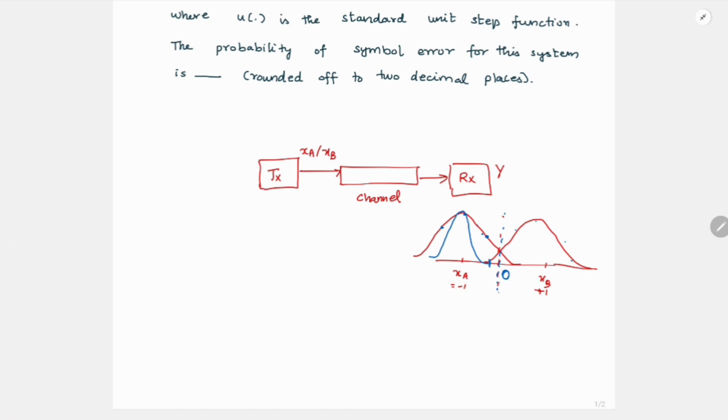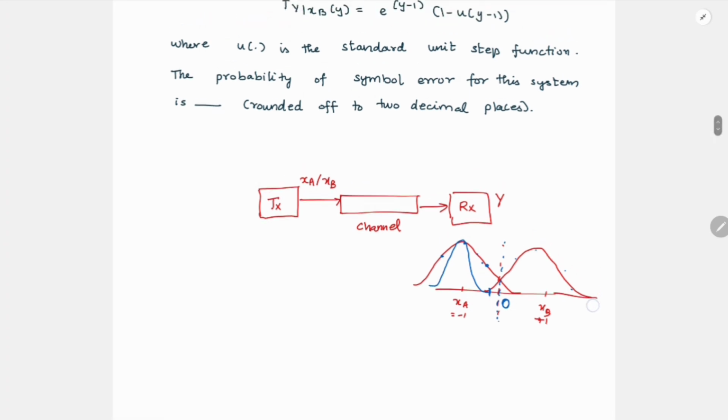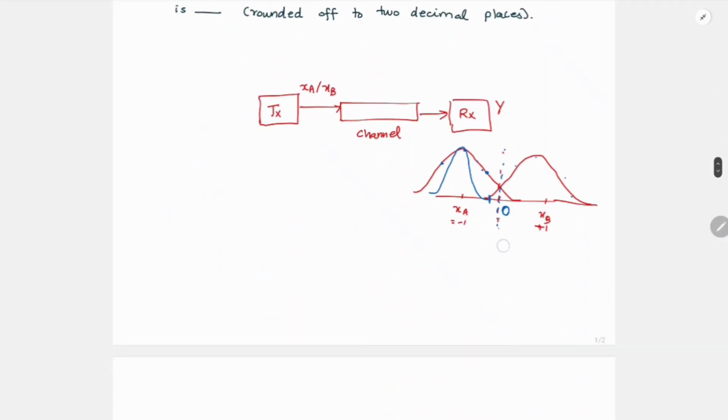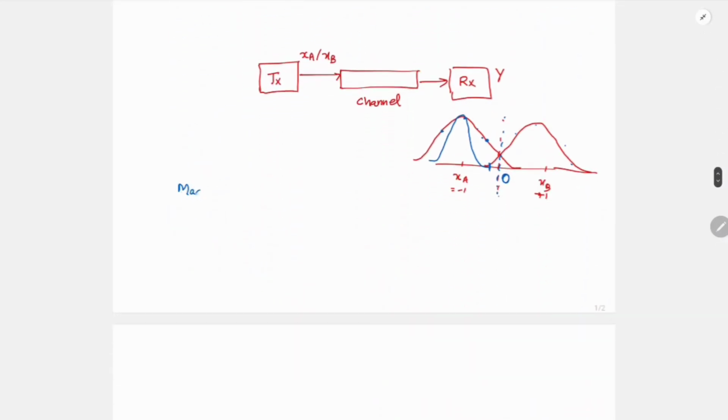Now to detect this, we have different methods of detecting it. One such method is the maximum likelihood detector, which is also called ML detection. Now we'll go into that.